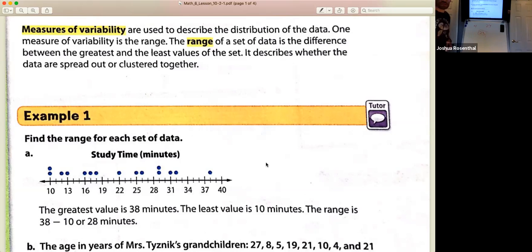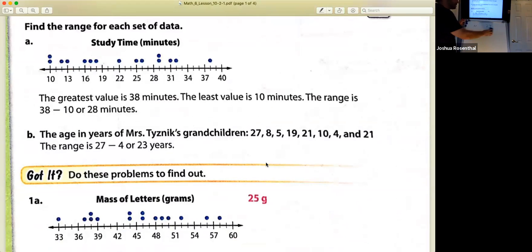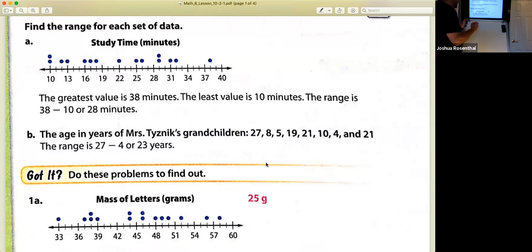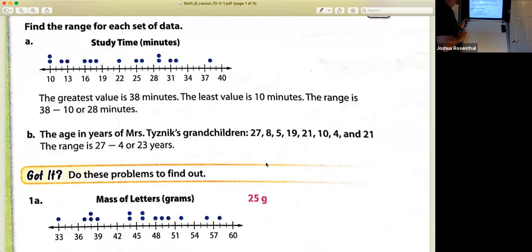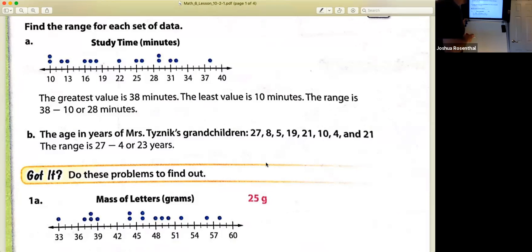How about this one? What's the range? Go. Are you talking about B or? B, yeah. Okay. 27 minus 4. I thought you were talking about the last. The last one was not 30 though. Yeah, no, I thought you were talking about A. A is not 30 either. It isn't? No, because what's the last number on the number line? It's the last dot. And the last dot is 38. The first dot is 10. Yeah, it's not the numbers on the number line that matter, it's where the dots are.